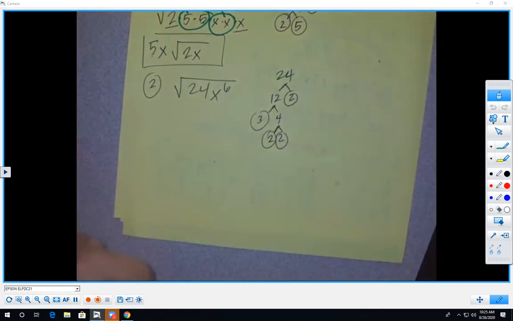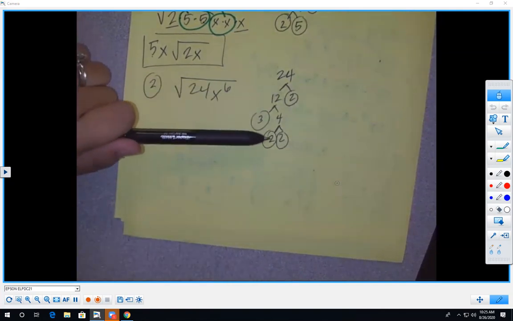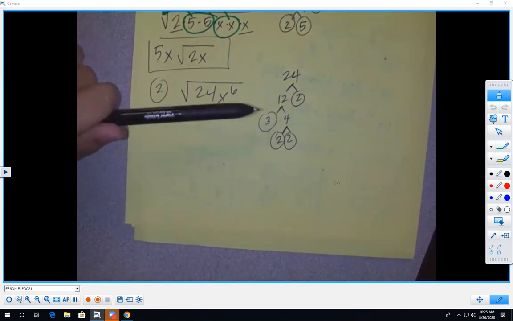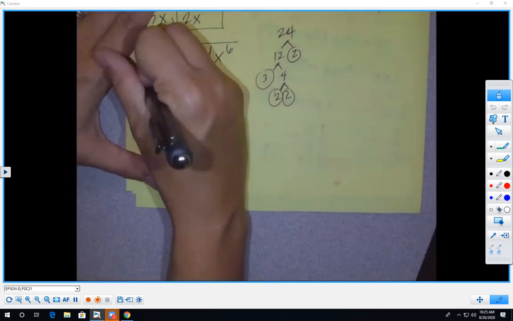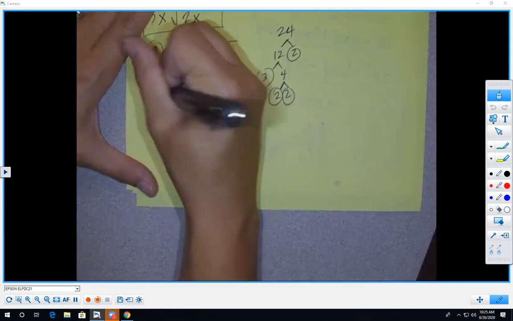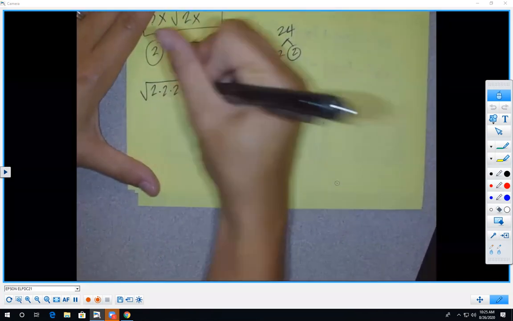You should end up with 2 times 2 times 2 times 3. You can start off with 12 and 2. You can start off with 8 and 3. You can start off with 6 and 4. It doesn't matter where you start off. You should end up with 3 factors of 2 and 1 factor of 3. Okay, so we go back and put that in our square root. So 2, 2, 2, 3.